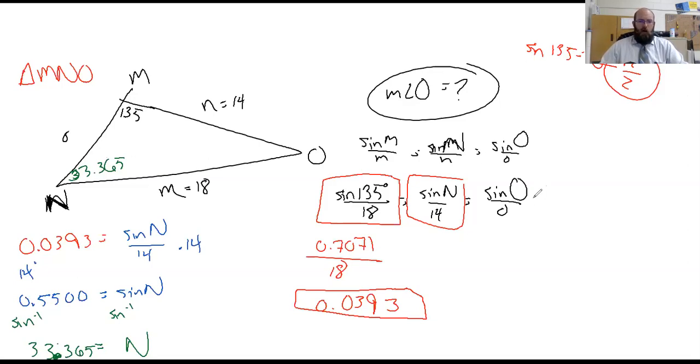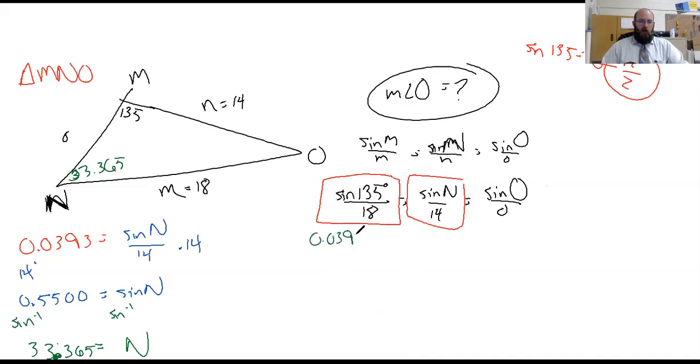So let me erase some of what I have up on here now. Let me erase all of this. Yeah, I'm going to just erase that. And now I know some more of these things, right? I'm going to go off of my original one. So this is 0.0393. I'm going to set that equal to the O stuff now. Sine O over O. But I can figure out what that angle is, right? 180 minus those other two angles is going to get me my missing one.